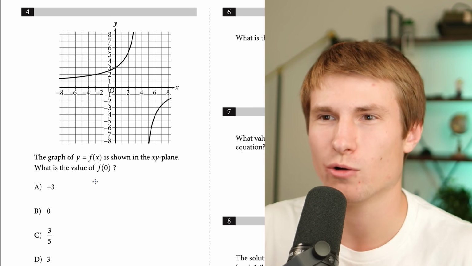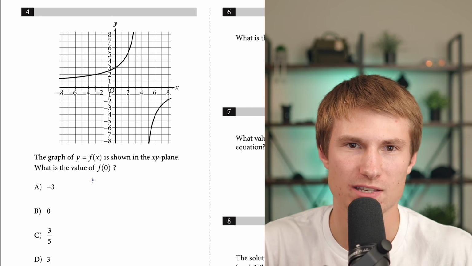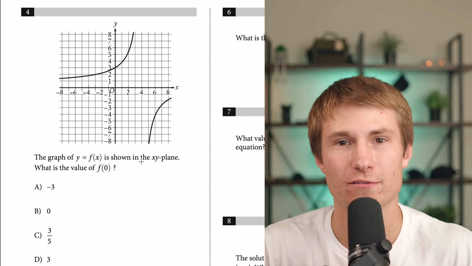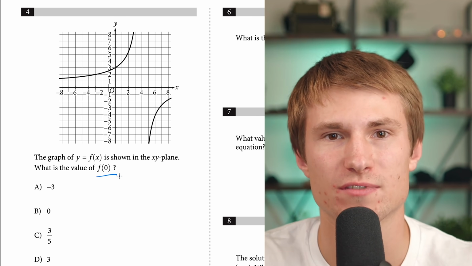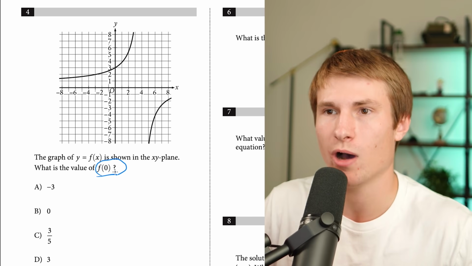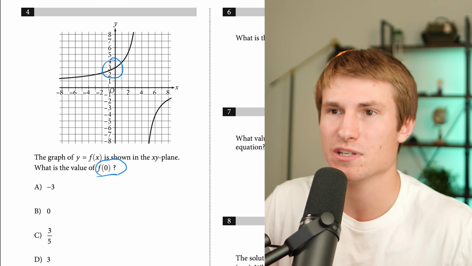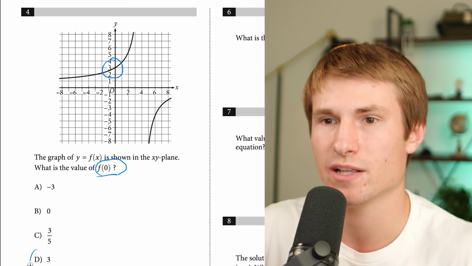Here's how to answer this question that deals with y-intercepts really quickly on the SAT. The question states the graph of y equals f of x is shown in the xy-plane. What is the value of f of 0? Well, the value of f of 0 is just the y-intercept. So if we take a look at our graph, we see our answer is going to be 3. So our answer is answer choice D.